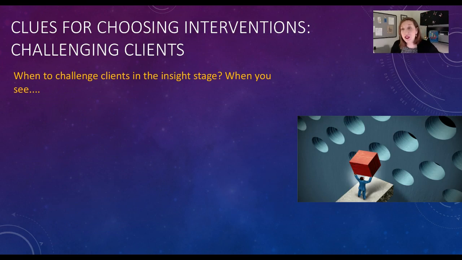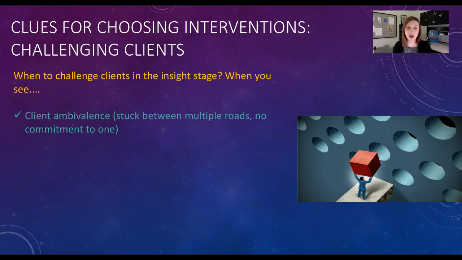So when you're using the different interventions that we've talked about in the insight stage, there are different markers or clues for when you know to use that skill. So for challenging clients, you want to see these things that will be a clue that you need to maybe challenge the client a bit. If the client is ambivalent, and ambivalence means that you're stuck between multiple roads or feel really strongly about multiple options, you just feel stuck, and you don't really have a commitment to one path. If they're waffling and wavering, challenging can be a way to get them to really realize what they're really wanting.